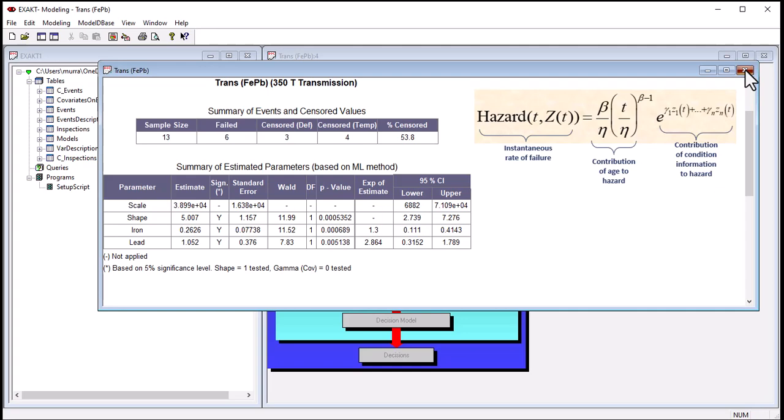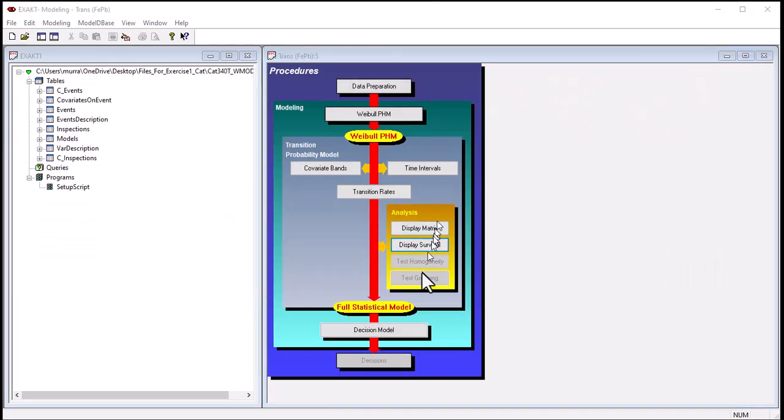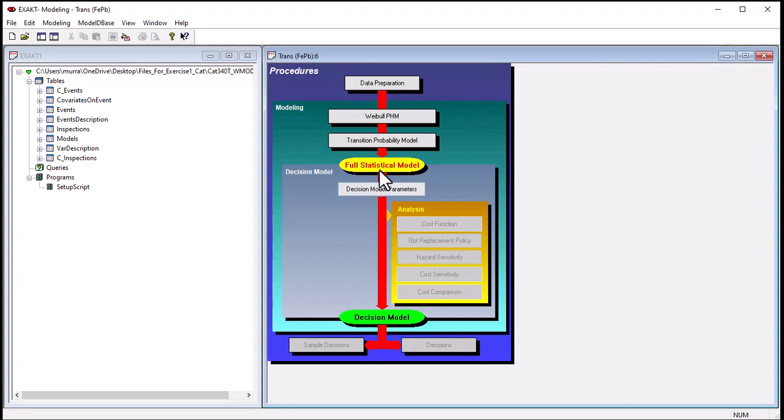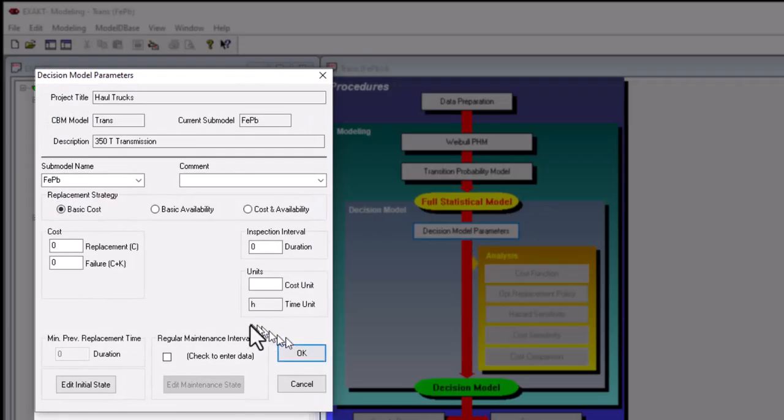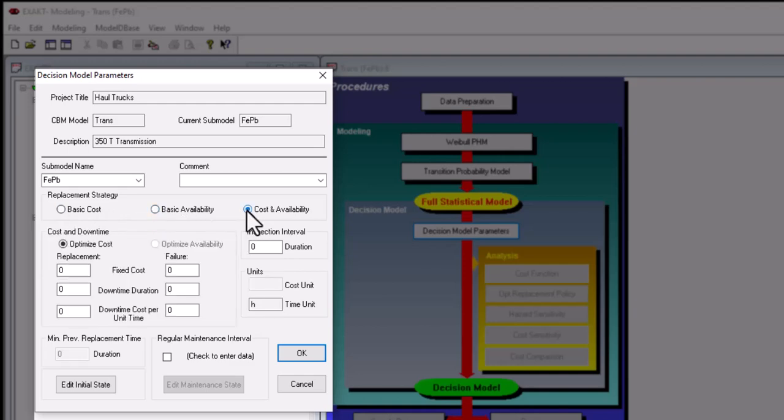We have three parameters, one for iron, lead, and the shape parameter, also known as beta in the equation. These parameters indicate the respective amount of influence each condition indicator has on failure probability. The final step in the algorithm, a third computation to optimize replacement decisions in keeping with the user's cost and availability objectives. We can consider cost or availability or a combination of cost and availability.